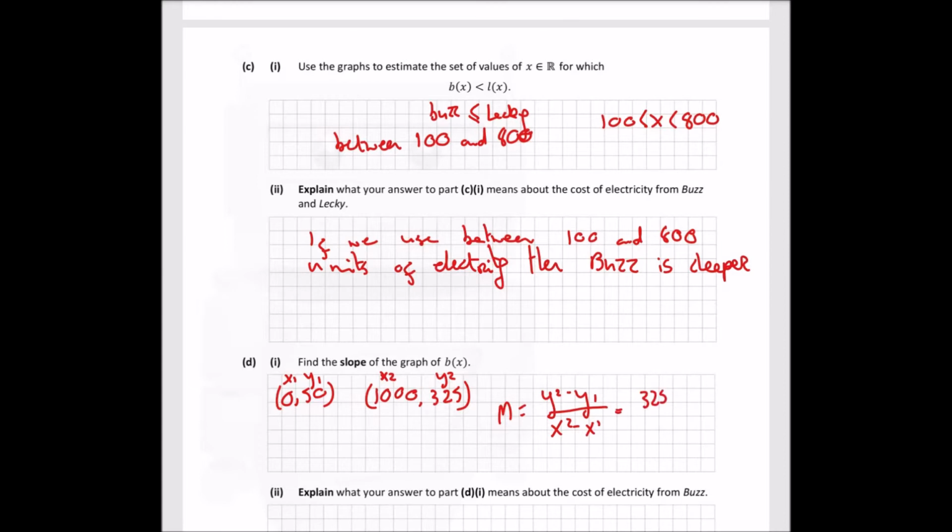And we will get 325 minus 50 all over 1,000 minus 0. We'll get 1,000 on the bottom as the denominator. We'll get 275 on the top. Our answer then will be 0.275, and that's the slope.